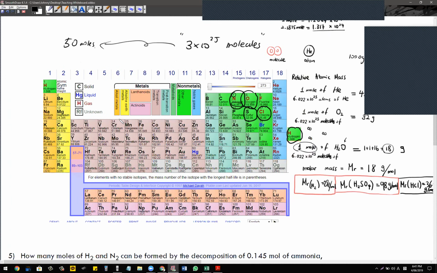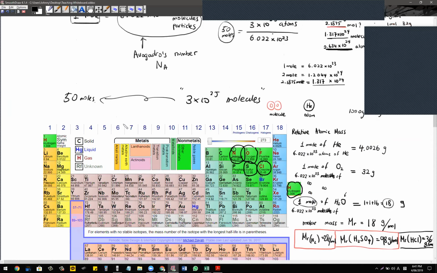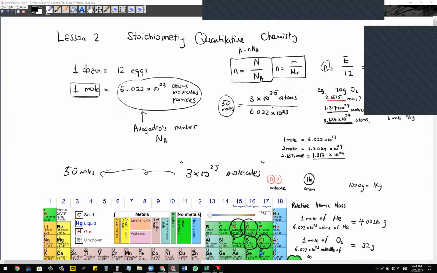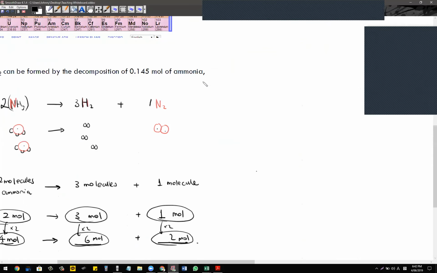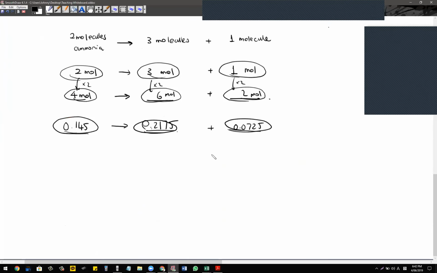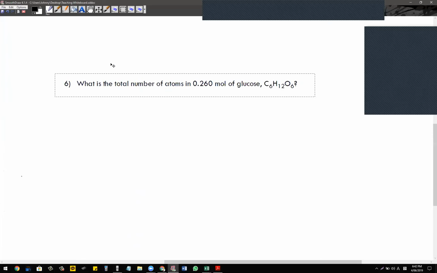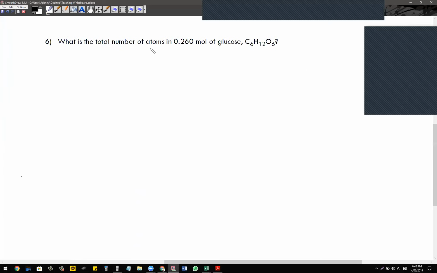Now, we're going to go through other questions now. So we're going to try question 6 here. So this is, a lot of students find this difficult to understand. We're going to go through this. So what's the total number of atoms in this molecule? This many mol of that molecule.